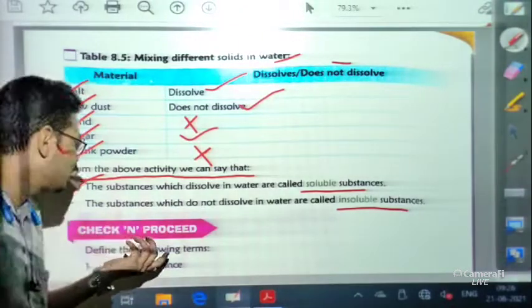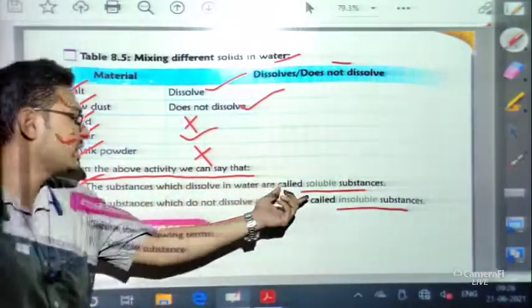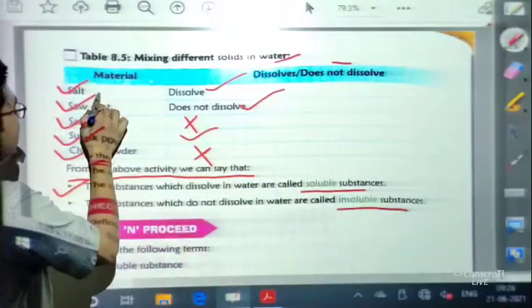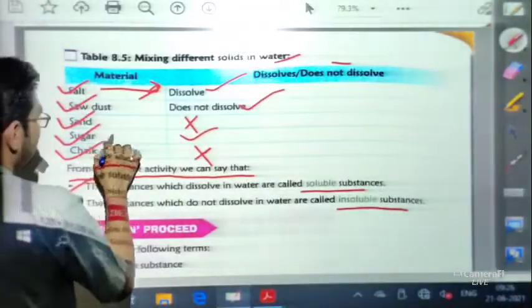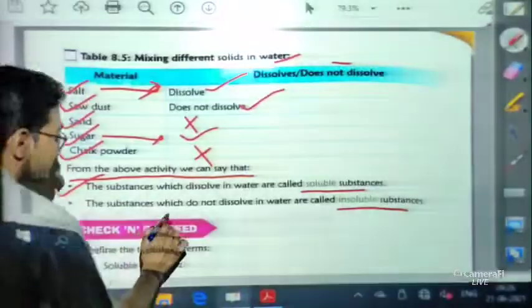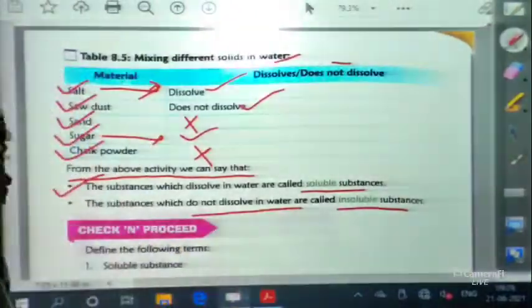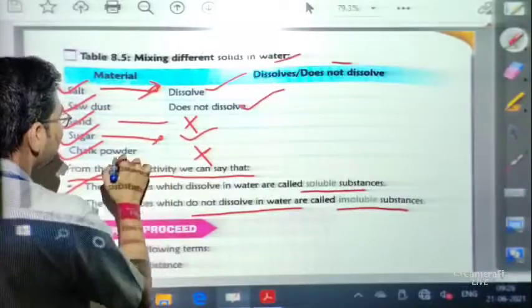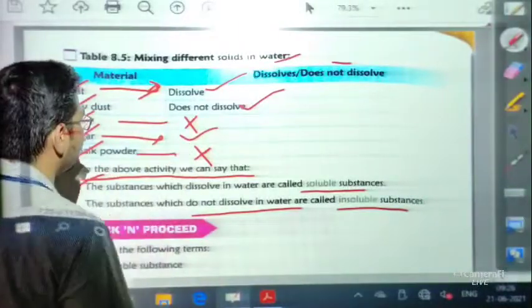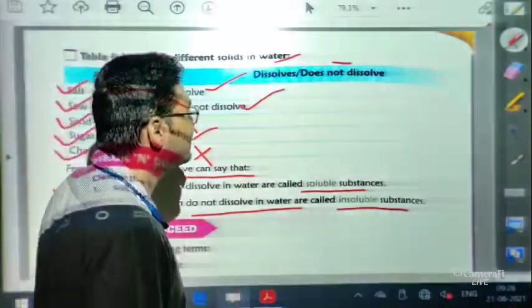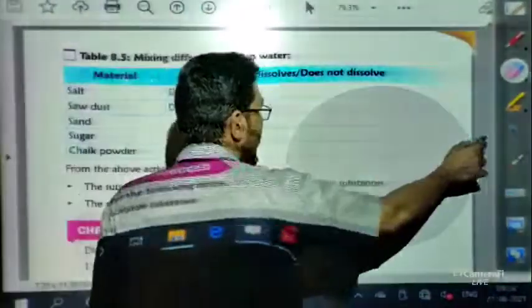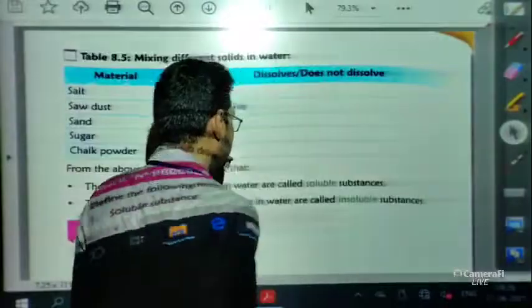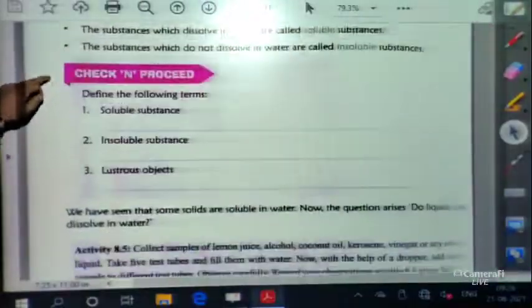I am repeating my words: the substances which dissolve in water are called soluble, such as salt and sugar. But the substances which do not dissolve in water are called insoluble, such as sand, sawdust and chalk powder. These are insoluble substances. I hope you have understood this. So let us discuss the next one.